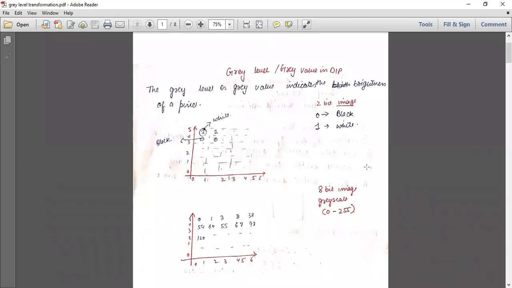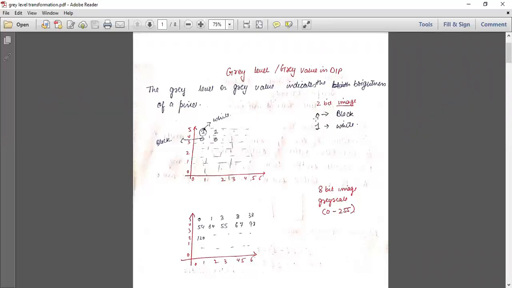Today we are going to cover the gray level transformation in DIP, digital image processing. In the last lecture, we covered intensity transformation and spatial filtering. This is the further topic of transformation, that is gray level transformation. As we know, gray level value indicates the brightness of a pixel. An image consists of millions of pixels, and every pixel has its own gray level.